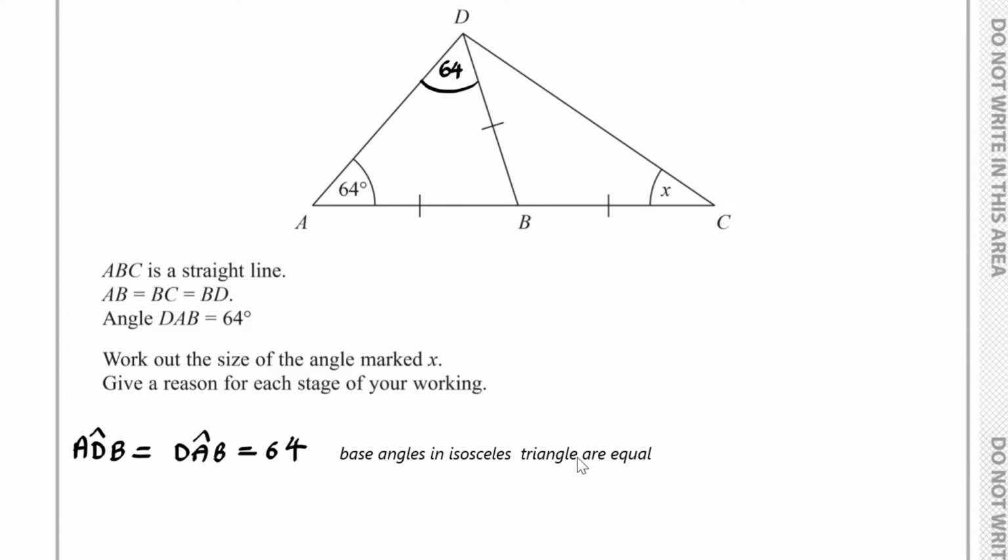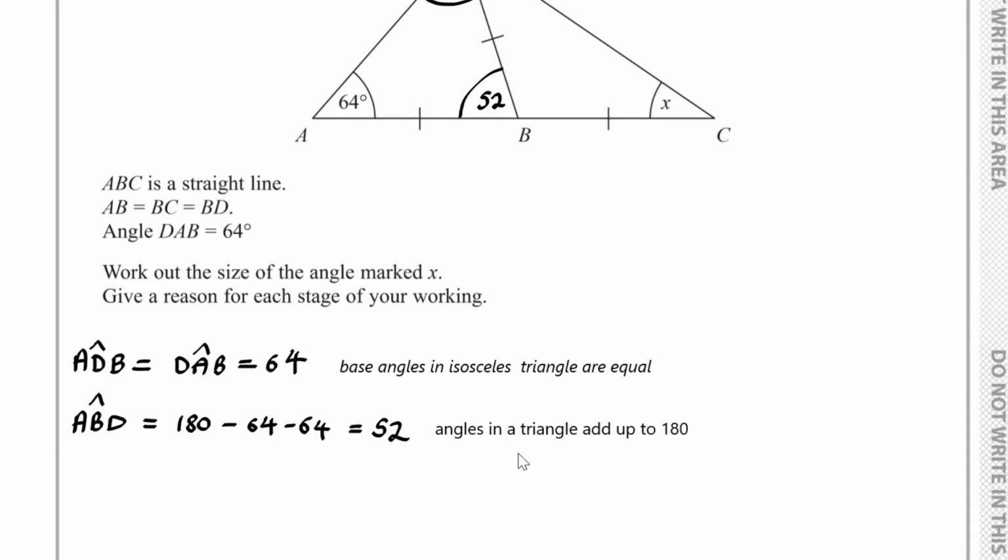And we can see from here the angle ABD is equal to 180 minus 64 minus another 64, which is equal to 52. The reason for that is angles in a triangle add up to 180. So this angle over here is 52 degrees.